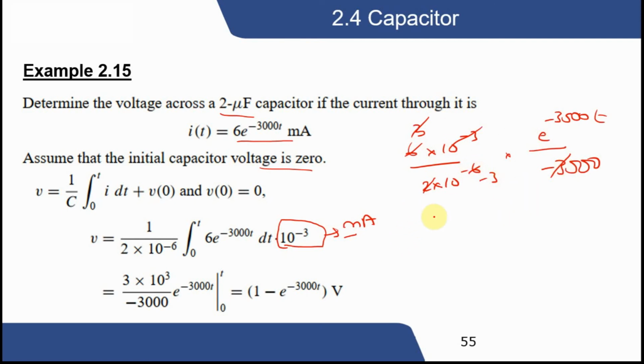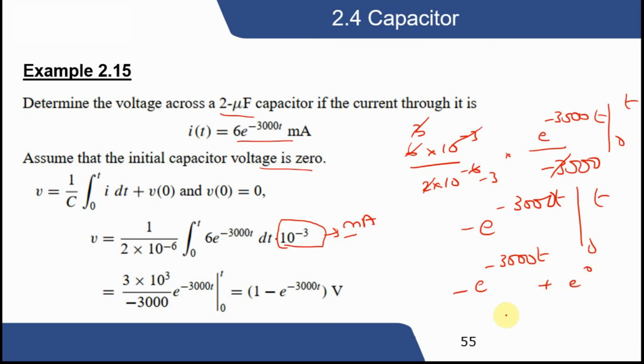So we have minus e to the power minus 3000 t, and when we put the limits 0 to t, we get e to the minus 3000 t, minus, and since minus minus is plus, e to the power 0 becomes 1, so we have 1 minus e to the minus 3000 t. So this is the voltage in volts across the capacitor.